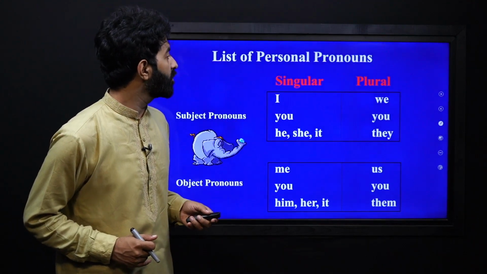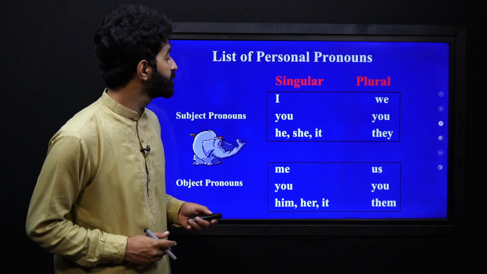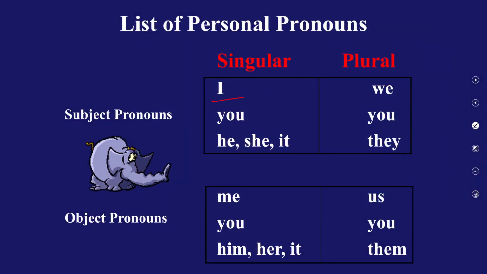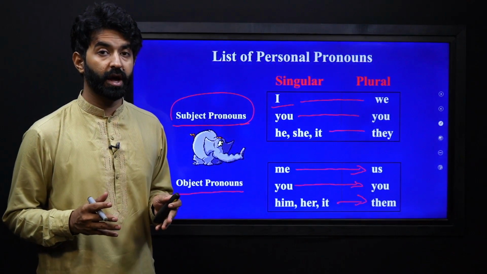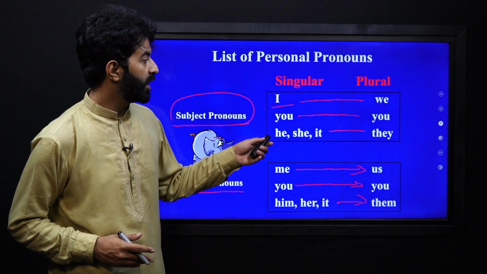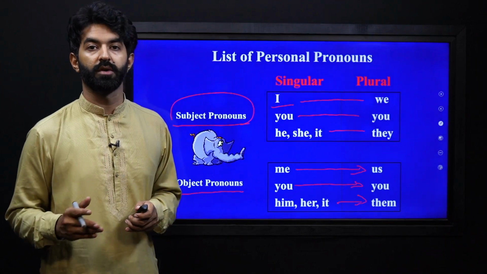Now we have a list of some personal pronouns. Let's talk about subject pronouns first. "I" becomes "we" in the plural, "you" will be "you," and "he," "she," and "it" will be "they." In object pronouns, "me" will become "us," "you" will be "you," and "him," "her," or "it" will be "them." So in both cases of subject and object pronouns, we can easily see that by using these rules we can change singular into plural.